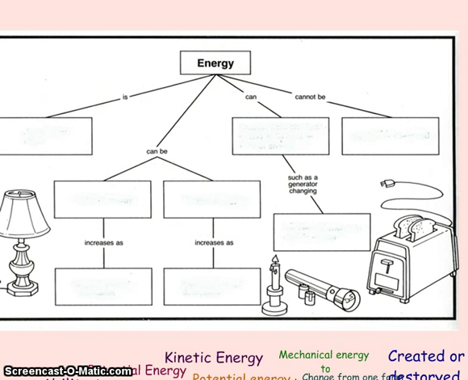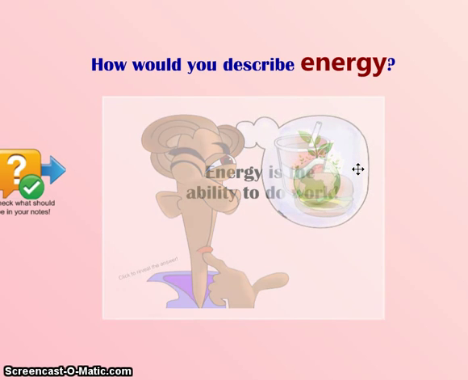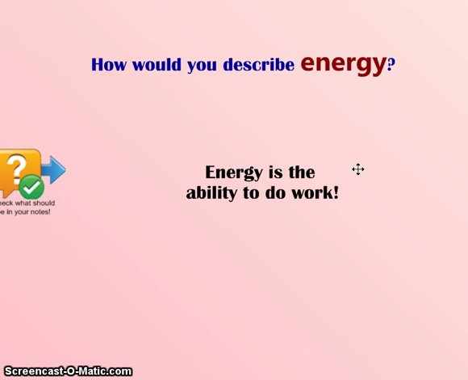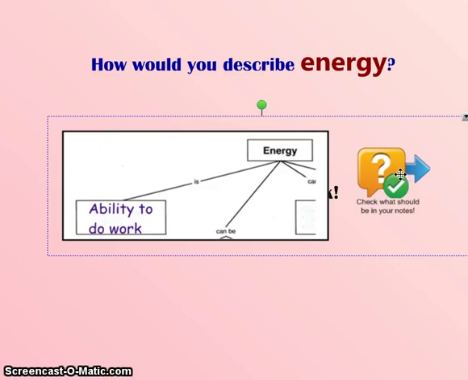Energy is... How would you describe energy? If you said that energy is the ability to do work, you would be correct. Anytime you talk about work being done, you have energy involved. So, in your note-taking sheet, you should write energy is the ability to do work.